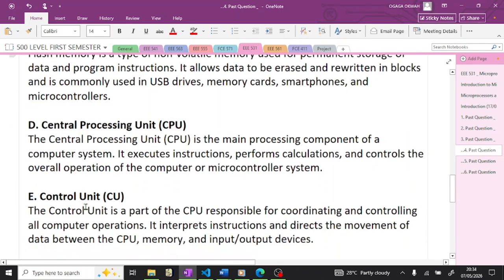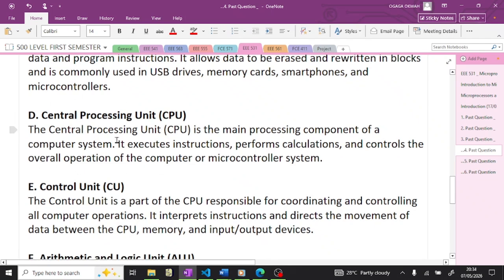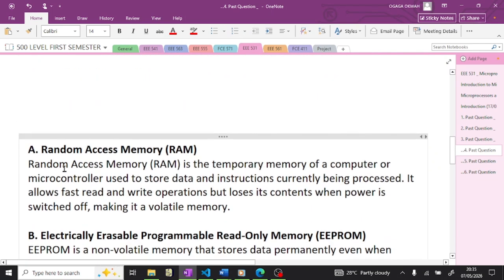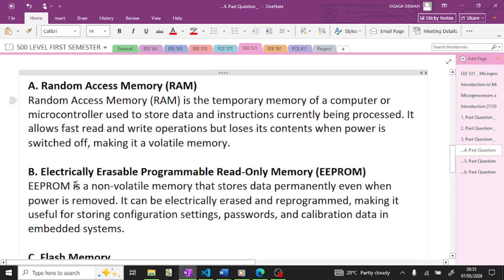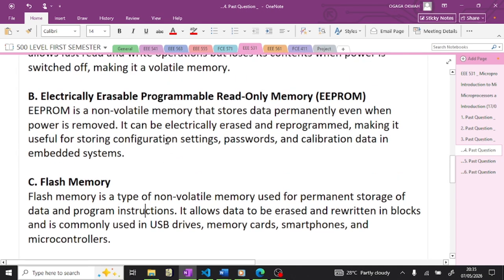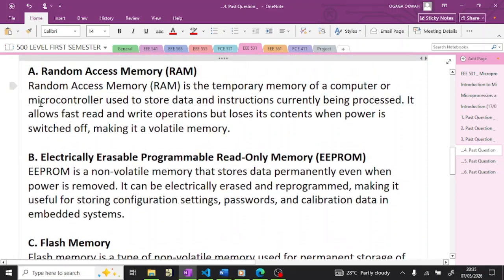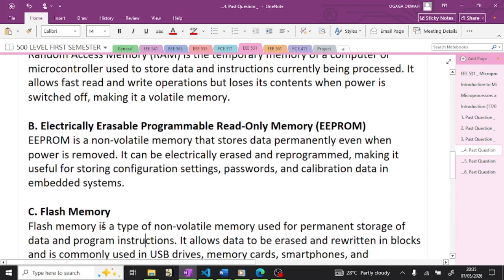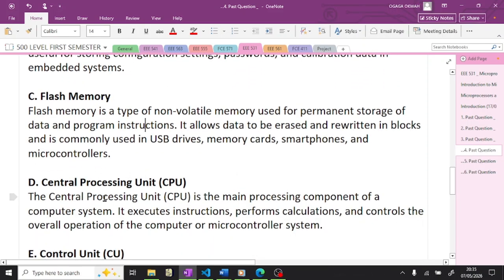Now, for the central processing unit, I already said that it's like the brain. All these others are memory, from A to B to C, memory. Then this one is the brain. The central processing unit, CPU, is the main processing component of a computer system. It executes instructions, performs calculations, and controls what?